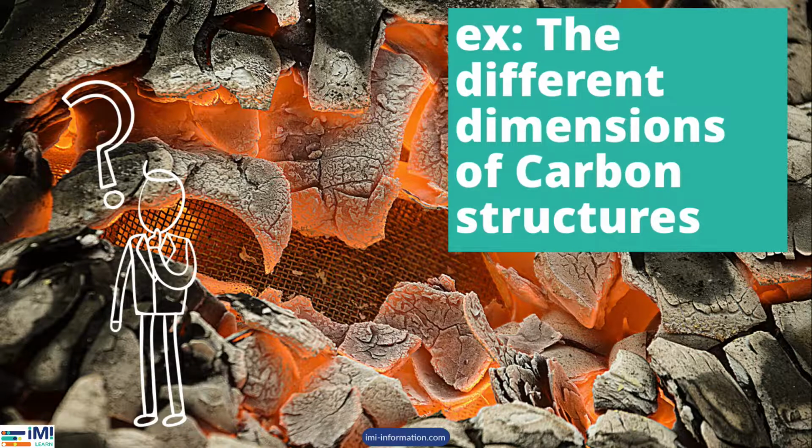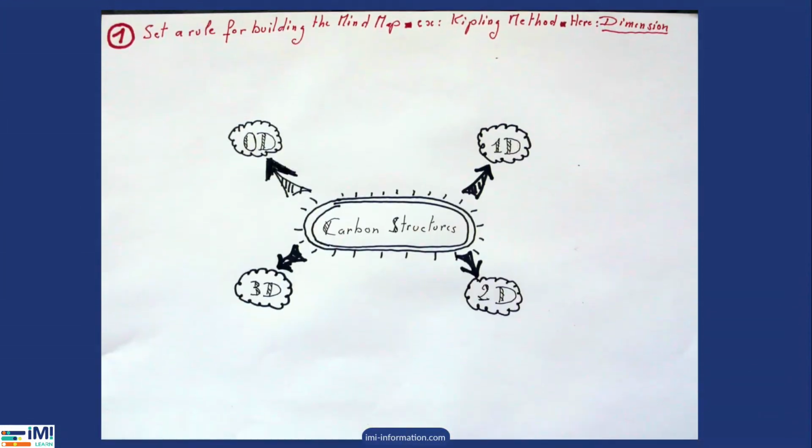Usually, when you begin with a well-defined organization in your mind map, you will notice after starting a little bit that it's not very efficient. So you will try to find another type of order to describe them and restart from scratch. With the classification we have selected, the different dimensions of carbon structures, we can start our mind map and we will create it by hand.